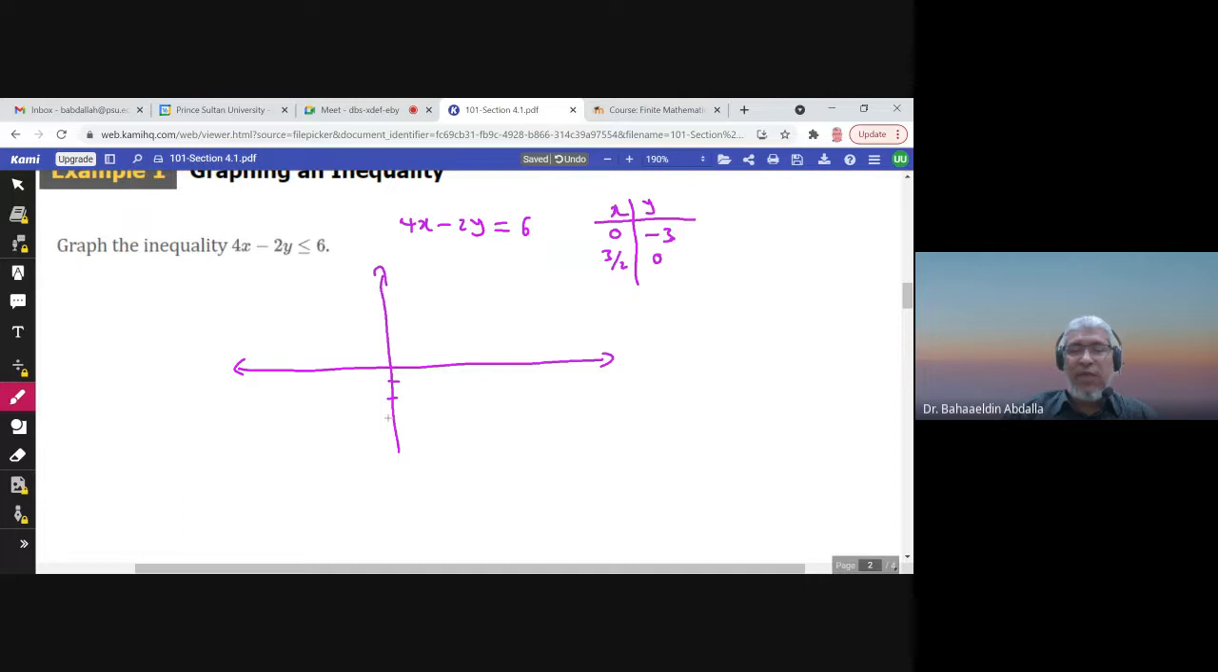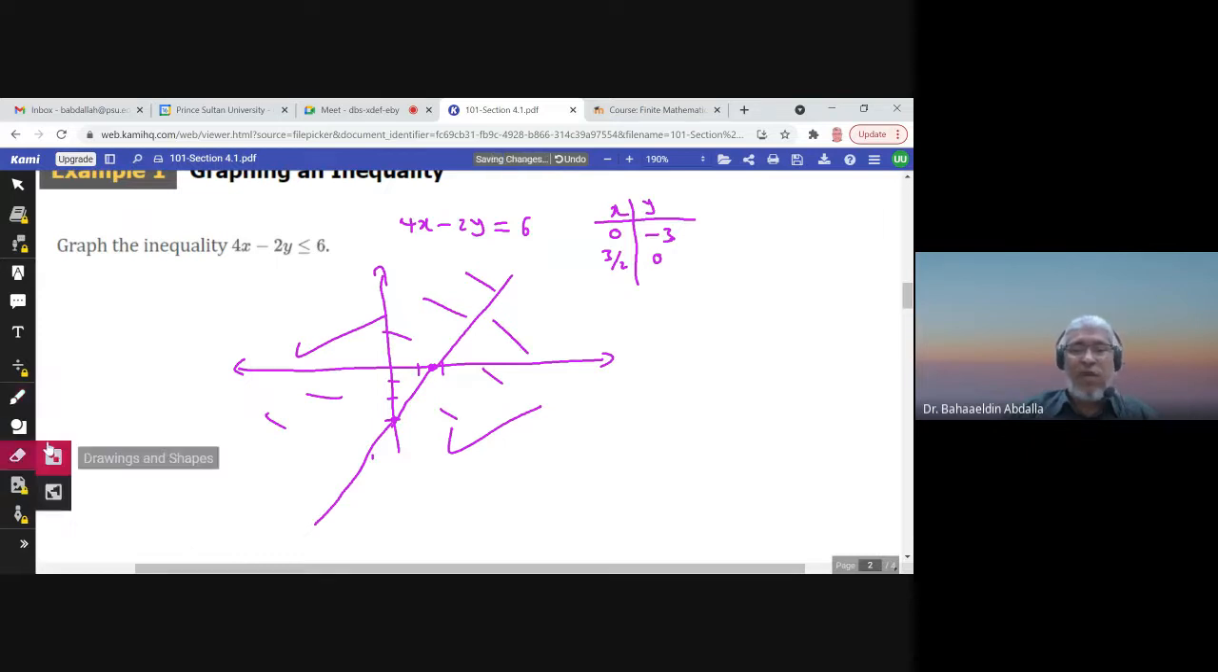So now I can sketch the graph of this line. (0, -3), and 3 over 2: if this is 1, this is 2, this is 3 over 2, 1.5. And I connect these 2 points. So this is the graph of the line. Well, what would be the graph of the inequality? The graph of the inequality would be either this half or this half. It would be half a plane.